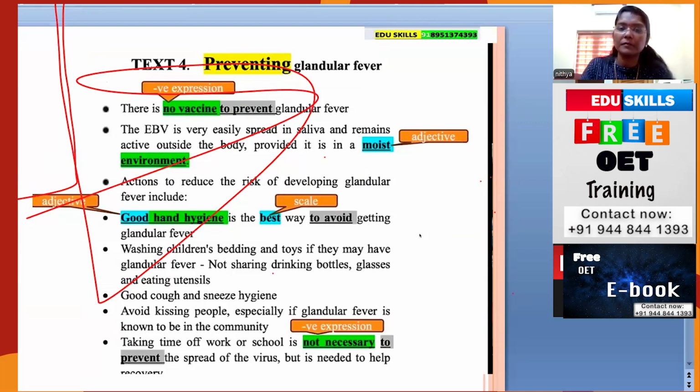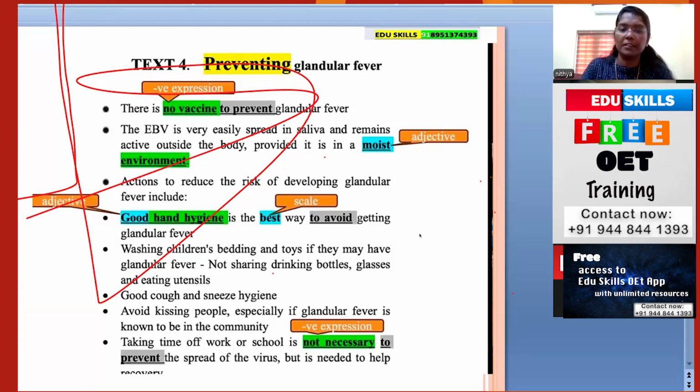So what is the heading of text D? Prevention. Okay. How do you confirm whether you have underlined these words? No vaccine. What does no vaccine mean? That comes under negative expression. No vaccine to prevent: prevent is also a negative expression. Then below that we can see environment, and the adjective of the environment is moist. Moist is the adjective.